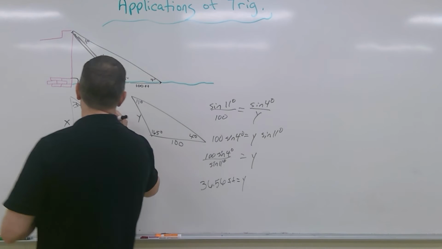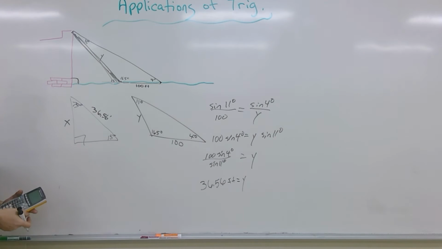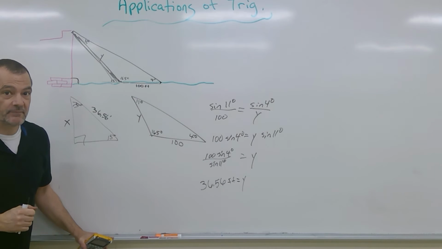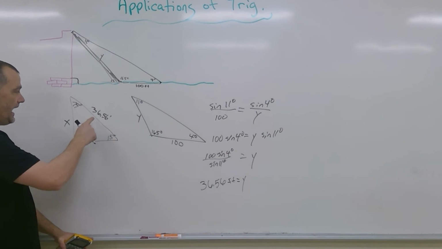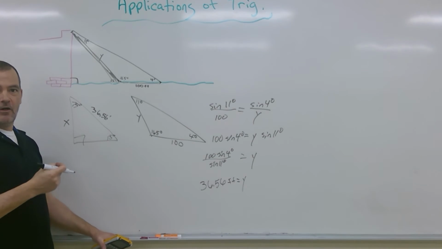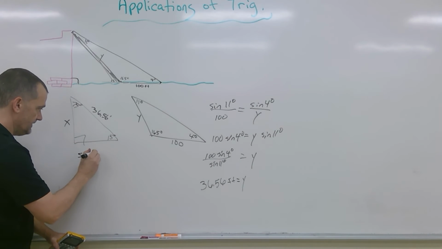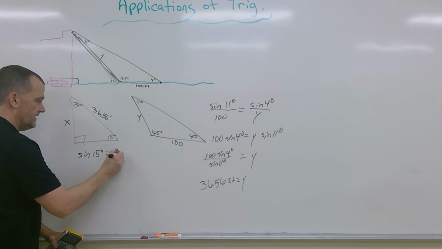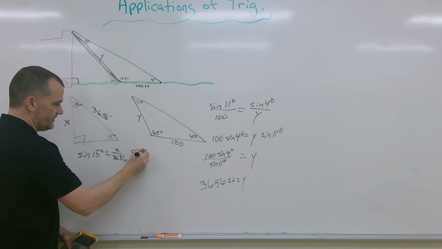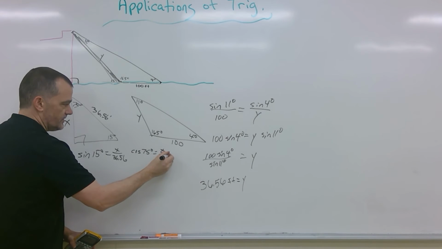So if that is y, I can come over here and replace this with 36.56 feet. And then I can say, hey, there's one that I'm not going to use, and that's tangent. I have the hypotenuse, hence that is sine or cosine. SOH CAH TOA. I could use the sine of 15 degrees is equal to opposite over the hypotenuse. Or I could use the cosine of 75 degrees is equal to adjacent over the hypotenuse. So either one of these will work.